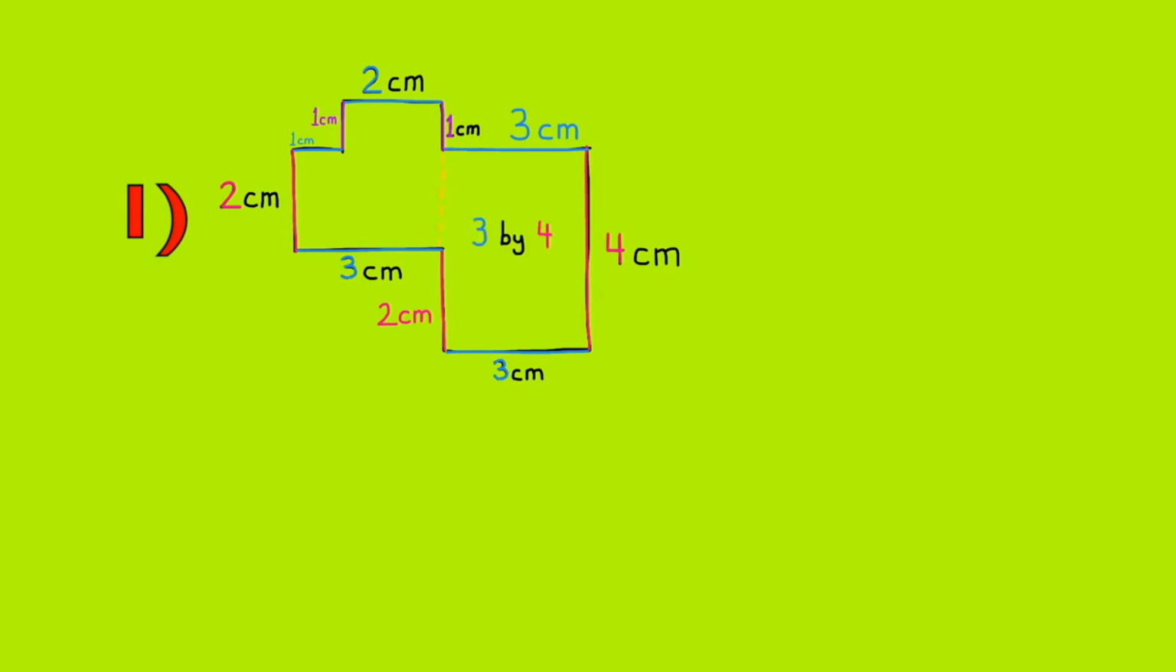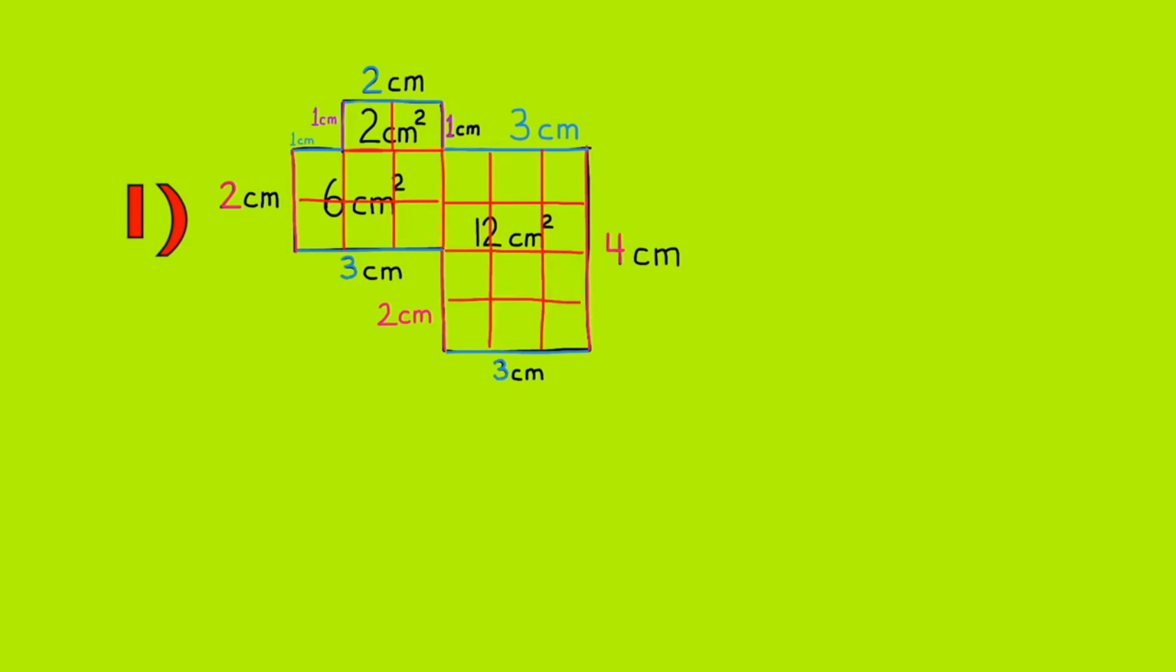3 by 4 equals 12 centimeters squared, or 12 square centimeters. 1 by 2 equals 2 centimeters squared, or 2 square centimeters. And 2 by 3 equals 6 centimeters squared, or 6 square centimeters. 12 plus 2 plus 6 equals 20. So the area of the entire polygon is 20 square centimeters.